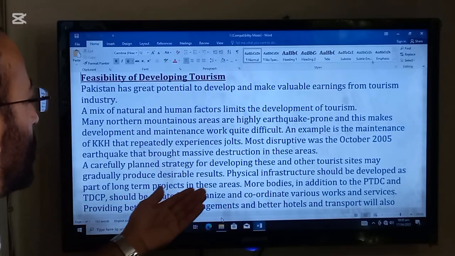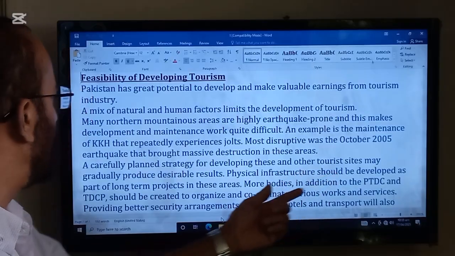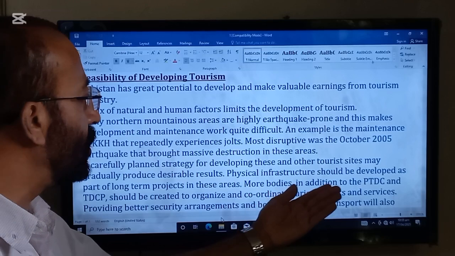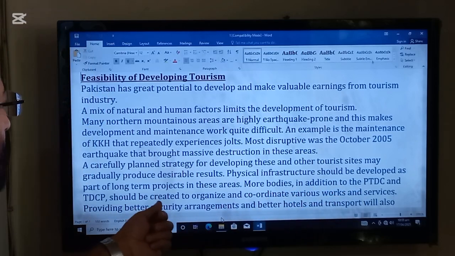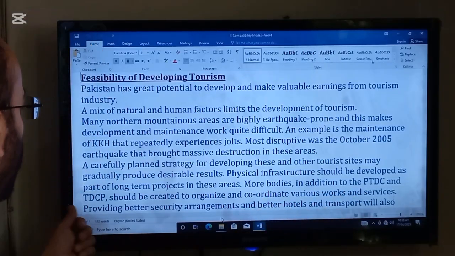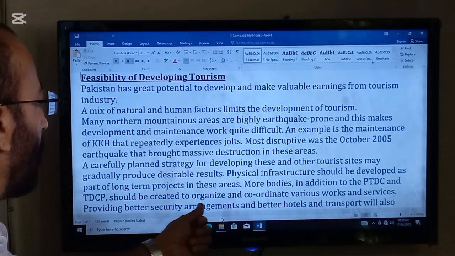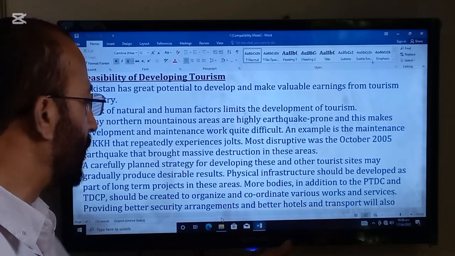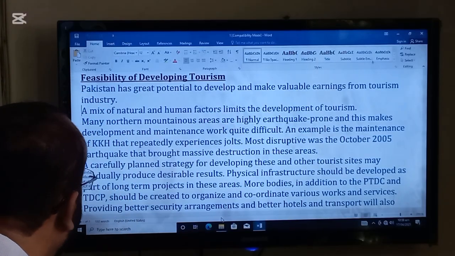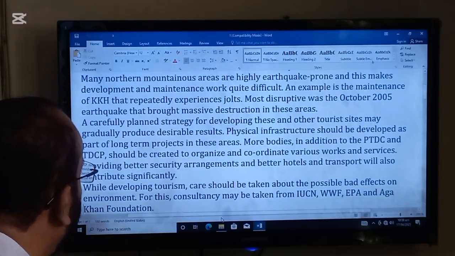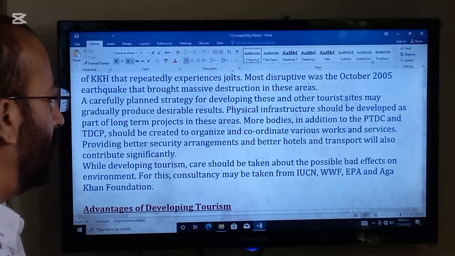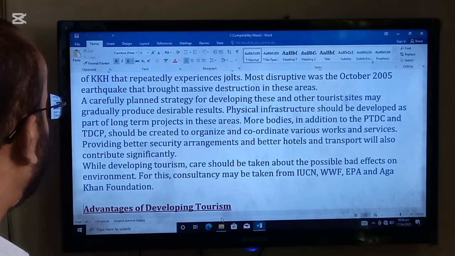A carefully planned strategy for developing these and other tourist sites may gradually produce desirable results. Physical infrastructure should be developed as part of long-term projects in these areas. More bodies in addition to the PTDC and TDCP should be created to organize and coordinate various works and services. So PTDC and TDCP are the departments which are actually promoting tourism in Pakistan. So other bodies should be established if we want to promote tourism.